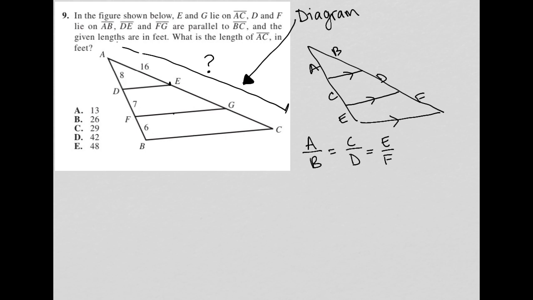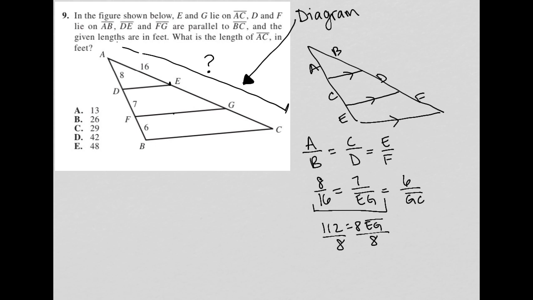So we have our A to B, we know is 8 over 16 equals 7 over EG, right? That's our D. And it equals 6 over GC. Okay, so if we cross multiply using this proportion, right, two ratios equal to each other, I can say, well, 7 times 16 is 112, and then I'd have 8 times EG. Divide both sides by 8, and EG would equal 14, right? So I know this is 14. So line segment EG equals 14.